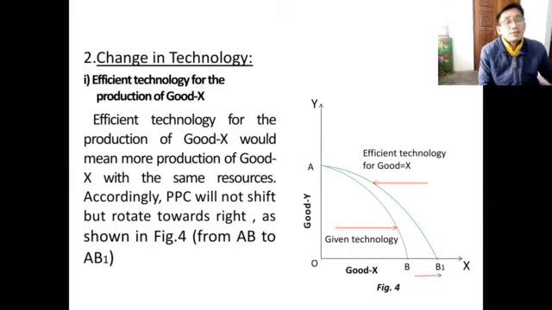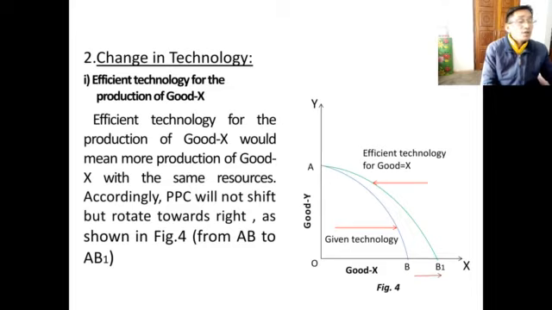Change in technology will always be, of course, better. Number one is that efficient technology might have improved, or it may become more efficient. Efficient technology for the production of good X would mean more production of good X with the same resources. Accordingly, PPC will not shift but rotate towards the right, as shown in this figure number 4.